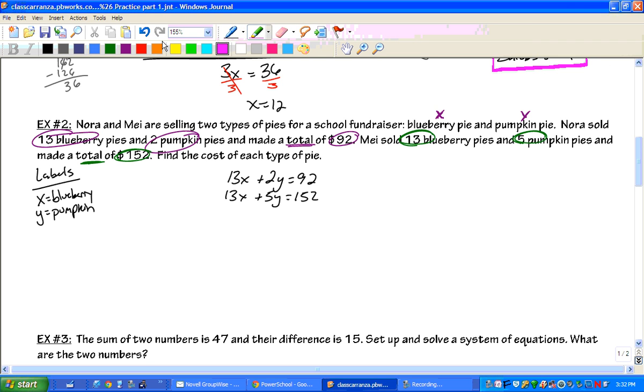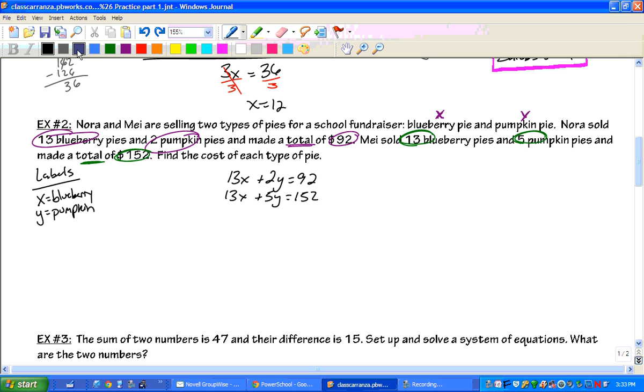Okay, so just remember that each sentence, so Nora, right here, that's a sentence, and then it matches up with an equation. Okay, same thing, each sentence matches up with an equation.